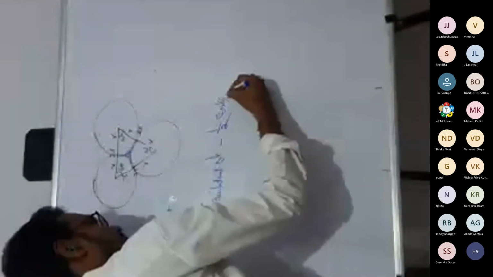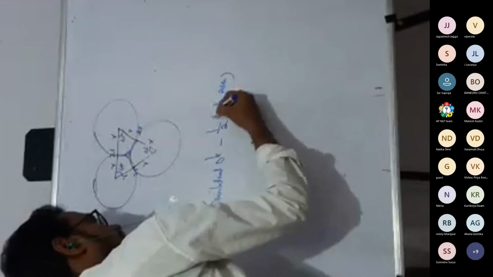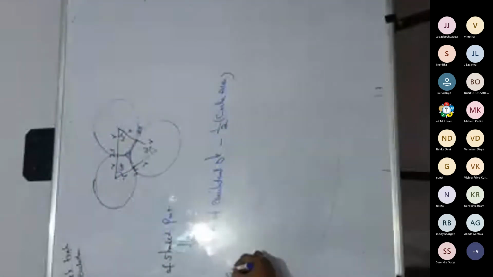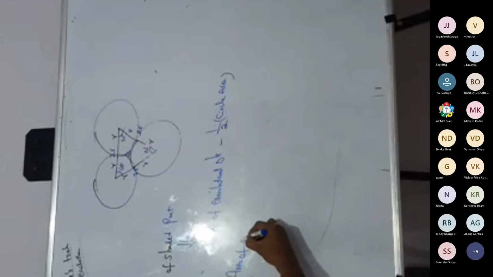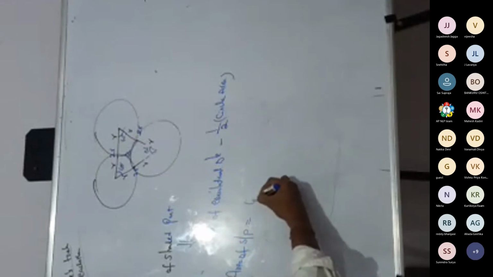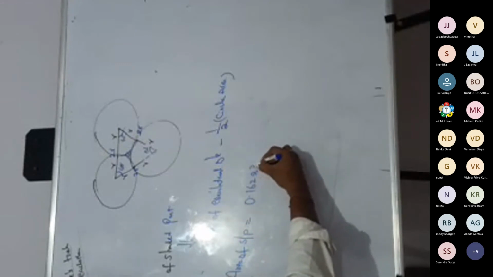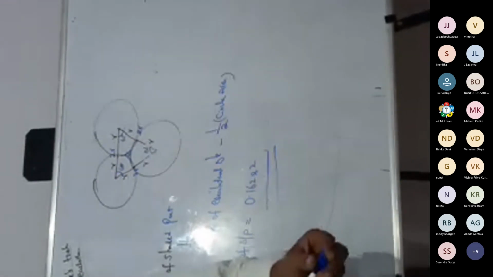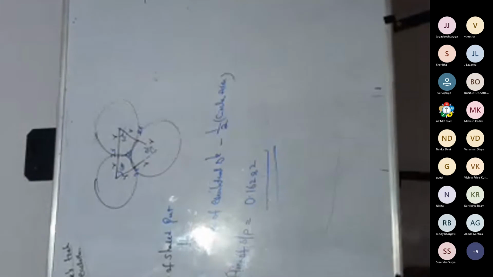In an equilateral triangle all the angles are 60, 60, 60. Total how many degrees, sir? 180 degrees, which means half of the circle, half of the circle area. If you simplify this, the area of the shaded part when three circles touch each other is 0.162 r square. This is the shaded area.